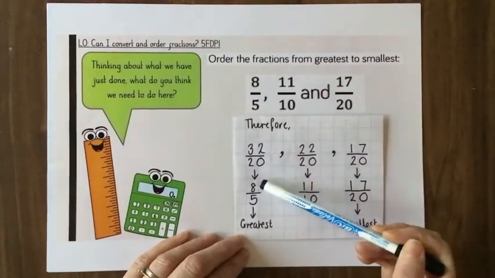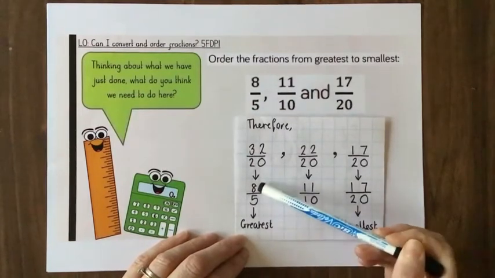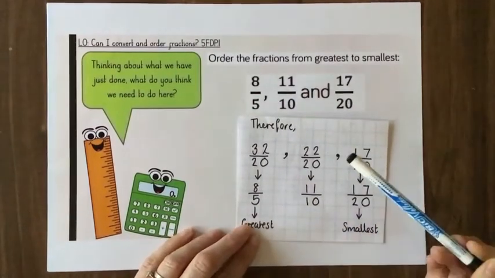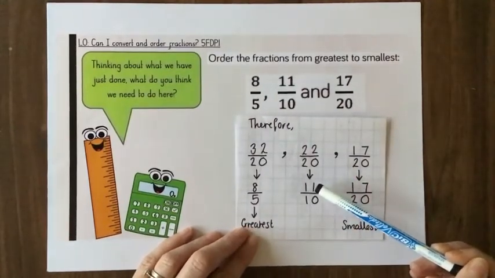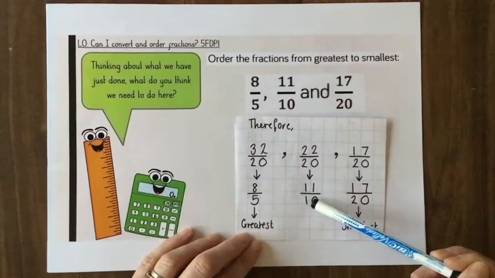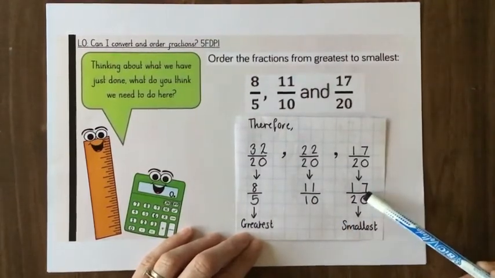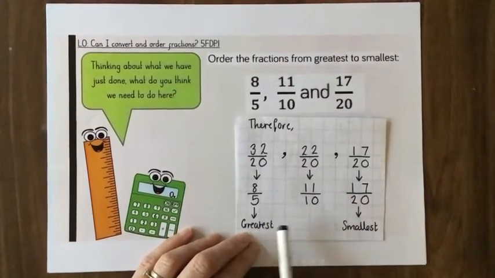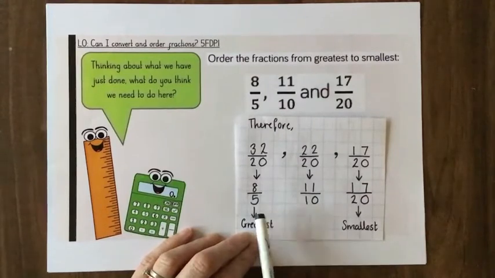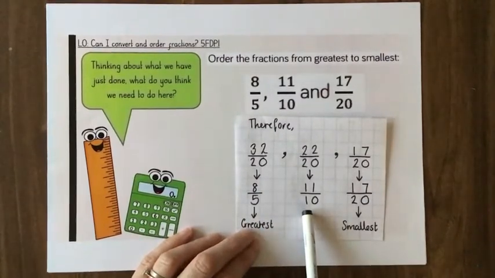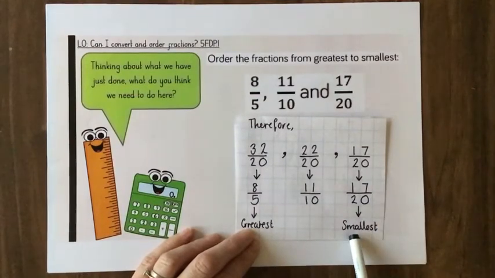So we convert that back into our original fraction. Now we've got it in order. So 8/5 is the greatest. 22/20ths is going to be the next biggest, so we turn that back into 11/10ths. And 17/20ths we kept the same. So greatest to smallest would be 8/5 as the largest fraction, 11/10ths would be next, and 17/20ths would be our smallest fraction.